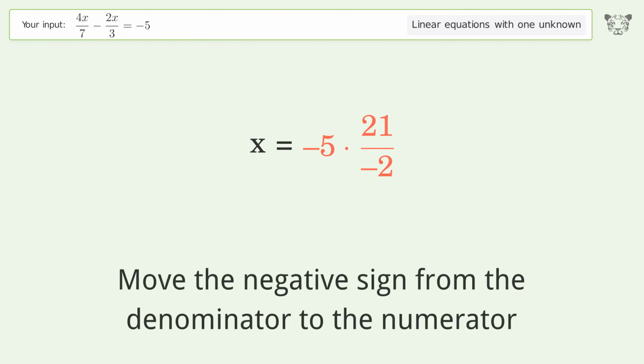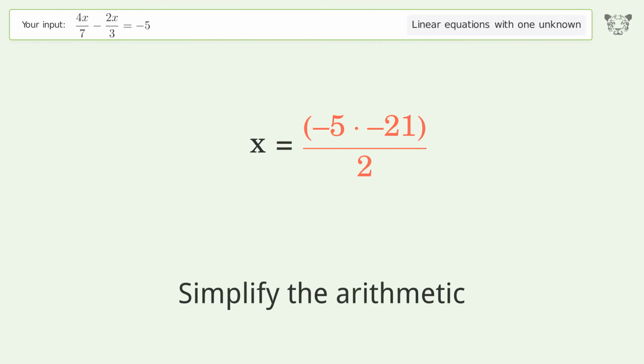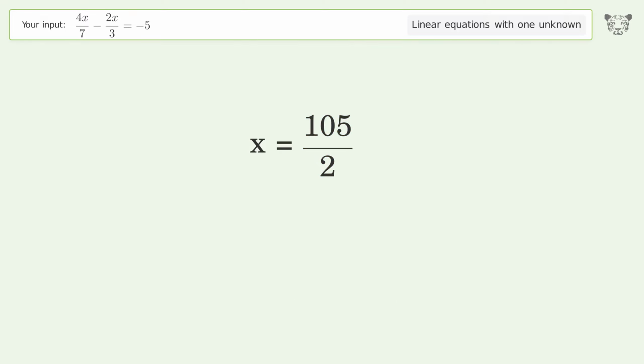Move the negative sign from the denominator to the numerator. Multiply the fractions. Simplify the arithmetic. And so the final result is x equals 105/2.